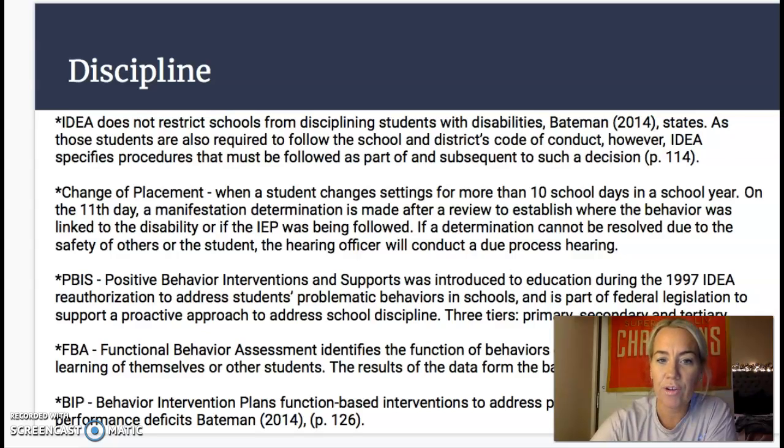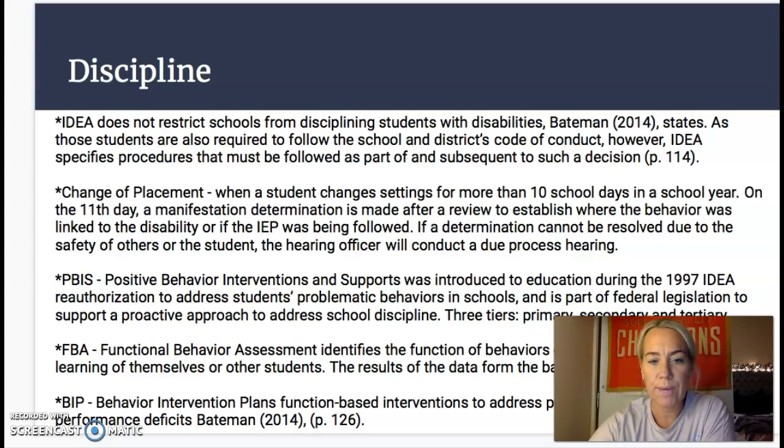PBIS, Positive Behavior Interventions and Supports, was introduced to education during the '97 IDEA reauthorization to address students' problematic behaviors in schools and as part of federal legislation to support a proactive approach to address school discipline. There are 3 different tiers.